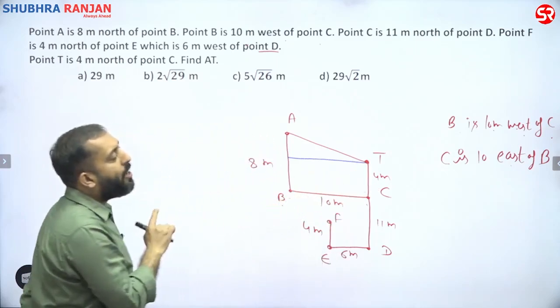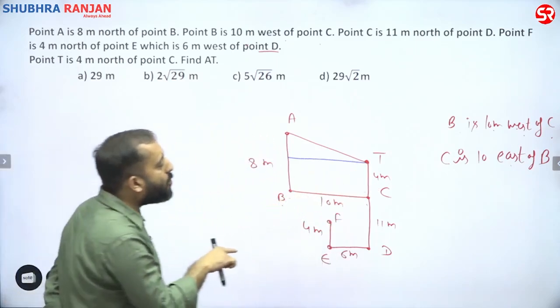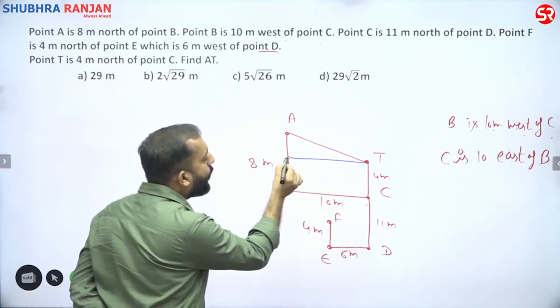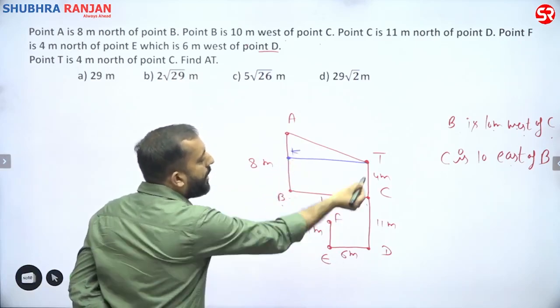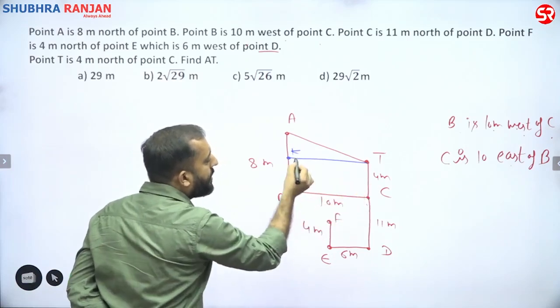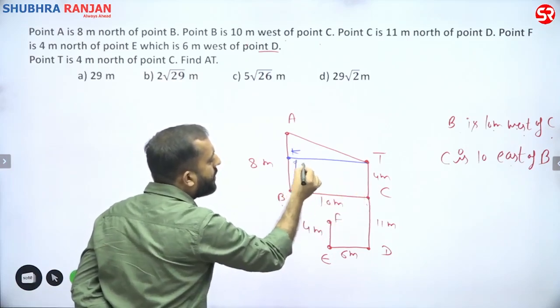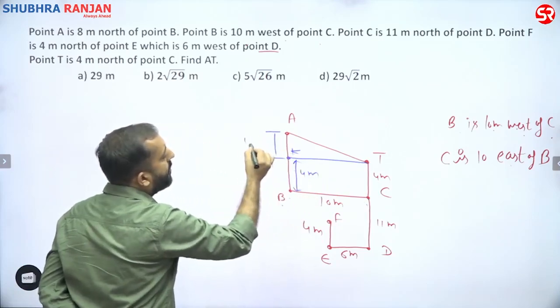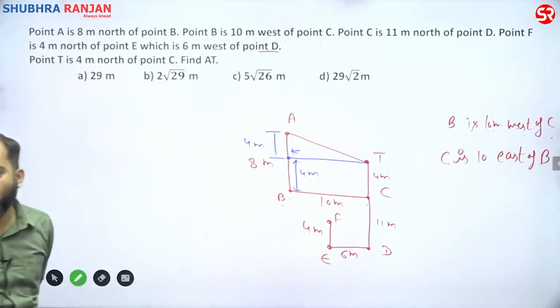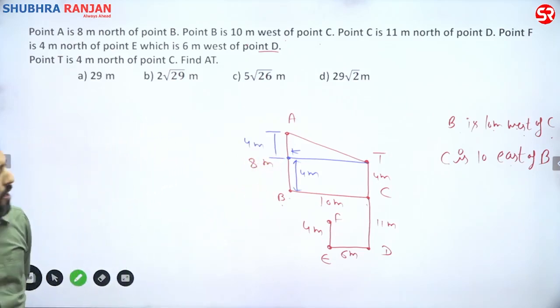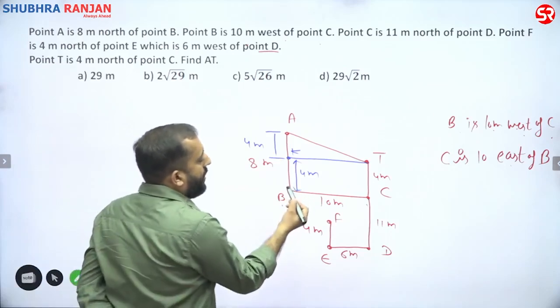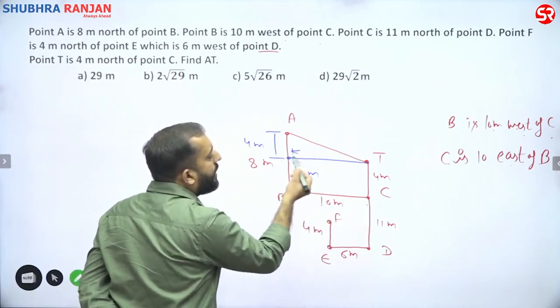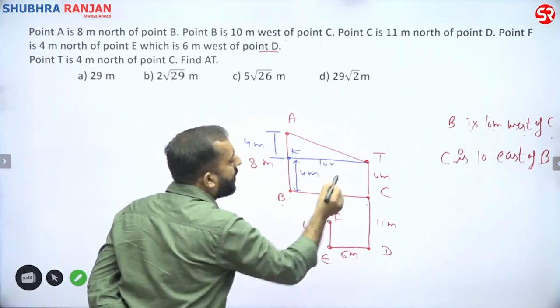We want to find out AT. So if we want to find out AT, let's say this is point K. So if T to C is 4 meter, then K to B must be 4 meter and A to K must be 4 meter. Agreed? Okay. And B to C was 10, then K to T has to be 10.